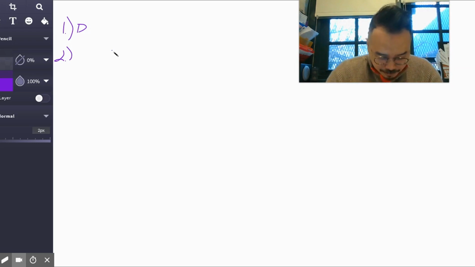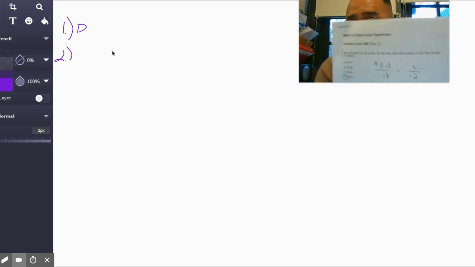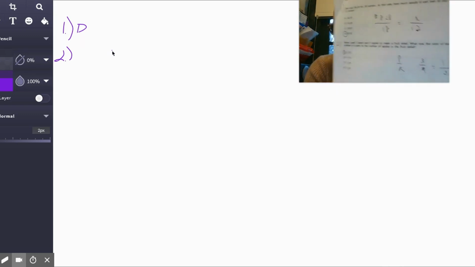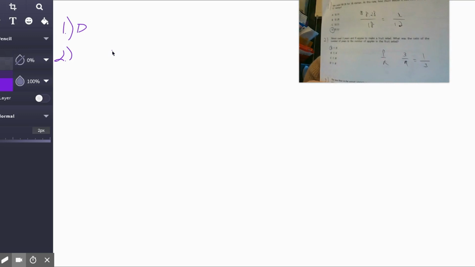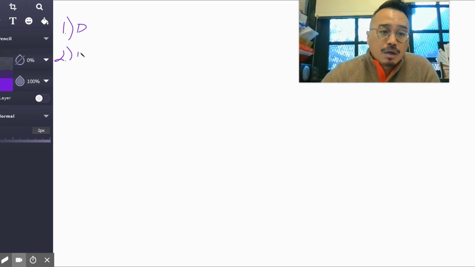Number 2, the Simon question. Simon used 3 pears and 9 apples. I did a ratio of pears to apples. This is my proportion and the answer. There's my proportion on the right side, answers on the left, so it's A.